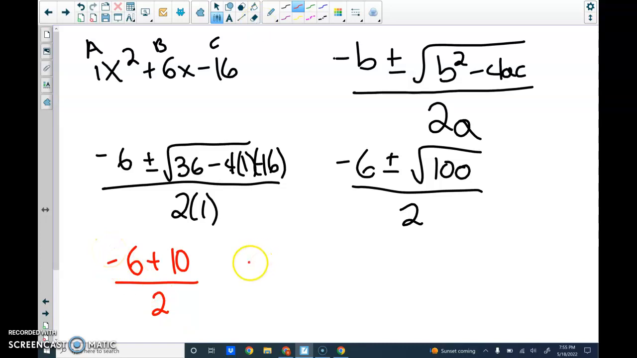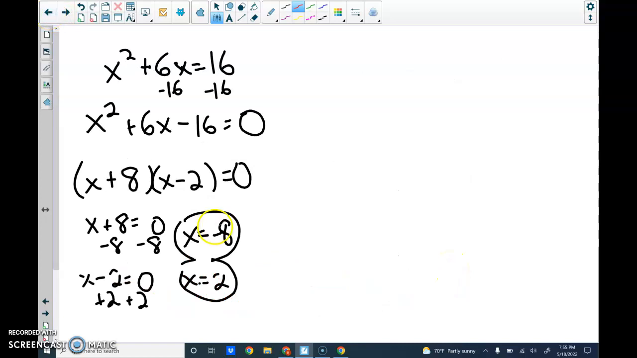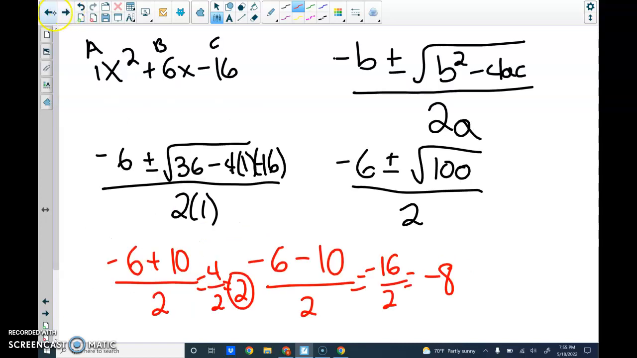And then I have negative 6 minus the square root of 100, which is still 10, divided by 2. So now if I solve this, negative 6 plus 10 is 4. 4 divided by 2 is 2. Negative 6 minus 10 is negative 16. Negative 16 divided by 2 is negative 8. So just like we got last time, negative 8 and 2 are my two answers.